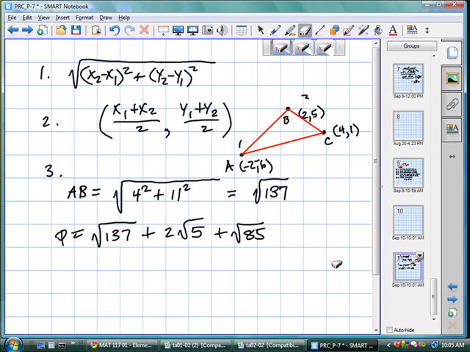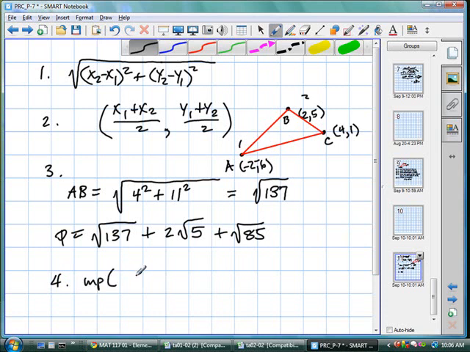So anyway, number 4, what's the length of the median from B to the midpoint of side AC? Well, you had to first find the midpoint, and that was part of the problem. What's the midpoint of AC? That turned out to be 1 comma negative 5 halves. And now that you know that, take that and point B and do the distance formula. I guess I better do that one.